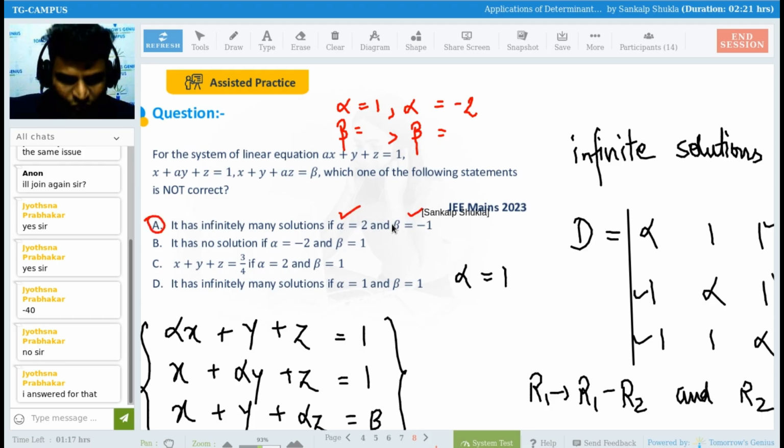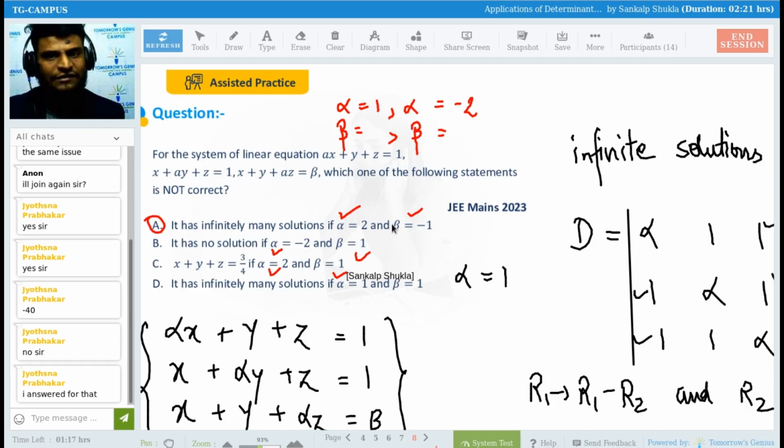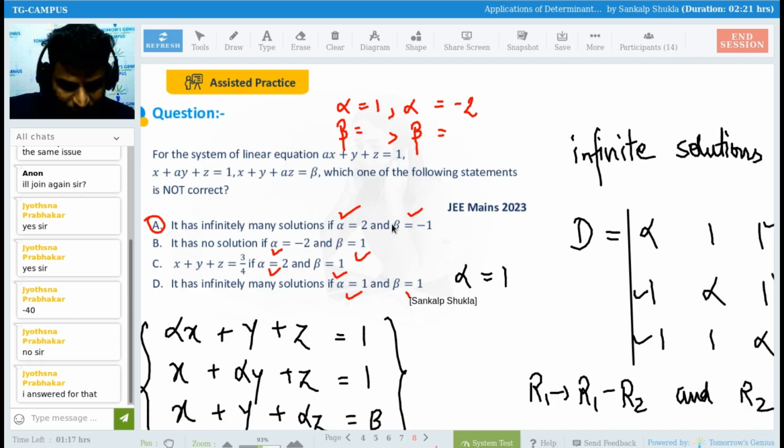Like if alpha is equal to 2, beta is equal to minus 1 is there or not. If alpha is equal to minus 2, beta is equal to 1 is there or not. If alpha is equal to 2, beta is equal to 1 is there or not. Or if alpha is equal to 1, then beta is equal to 1 is not. So 3 conditions will be correct, but 1 will be incorrect. So that will be your answer.